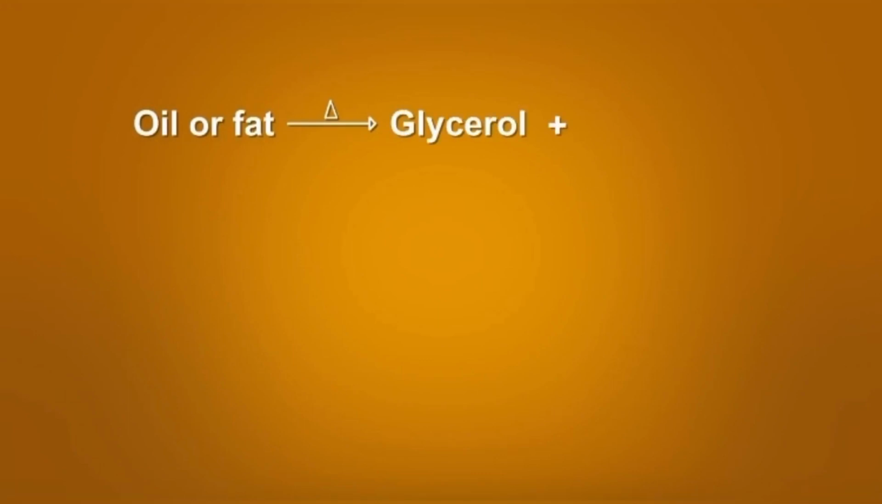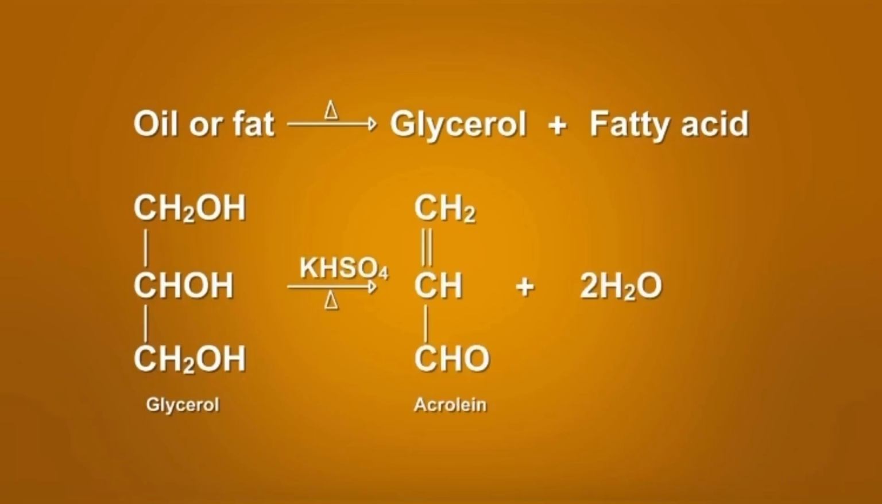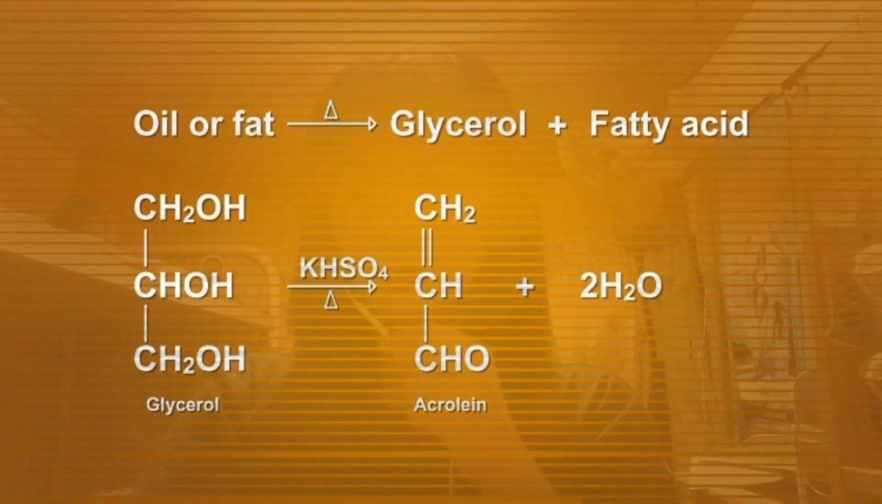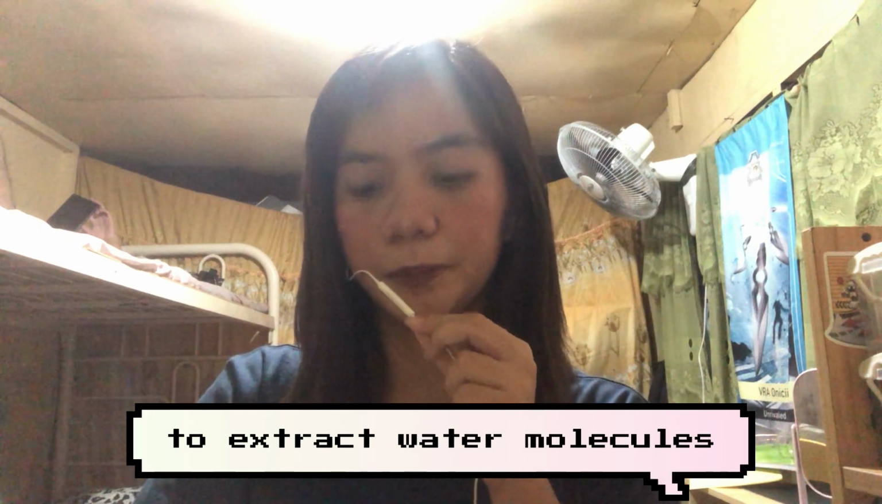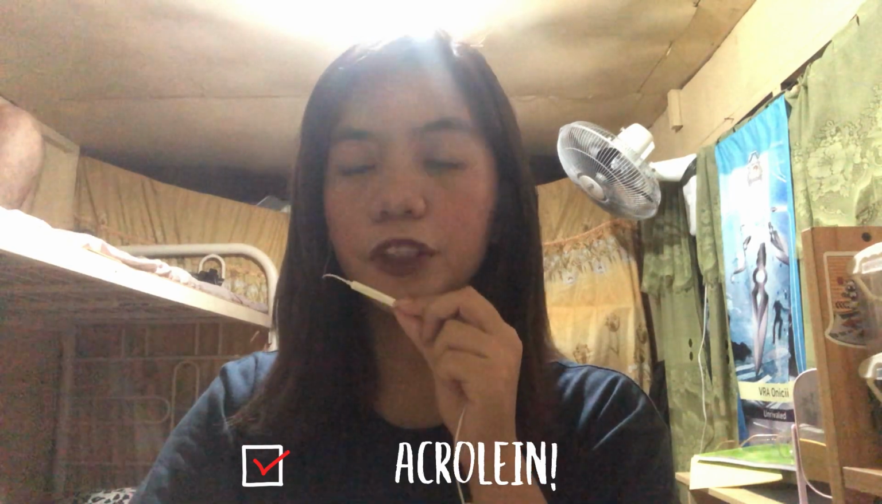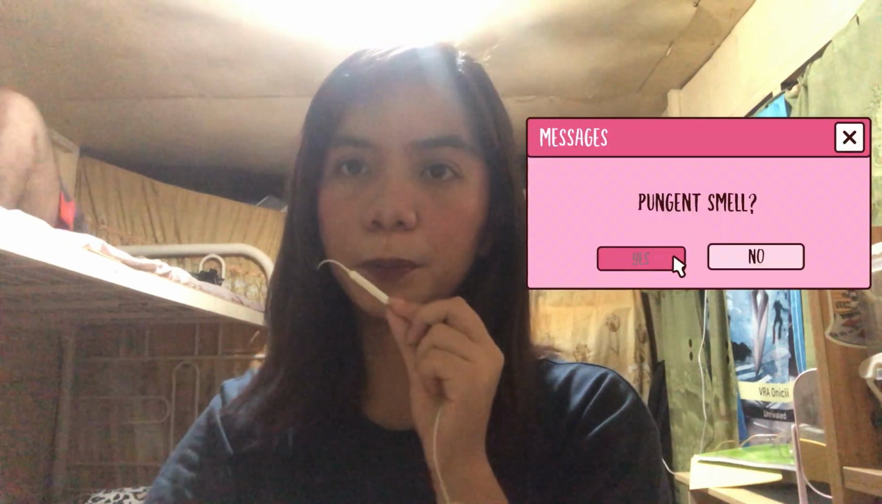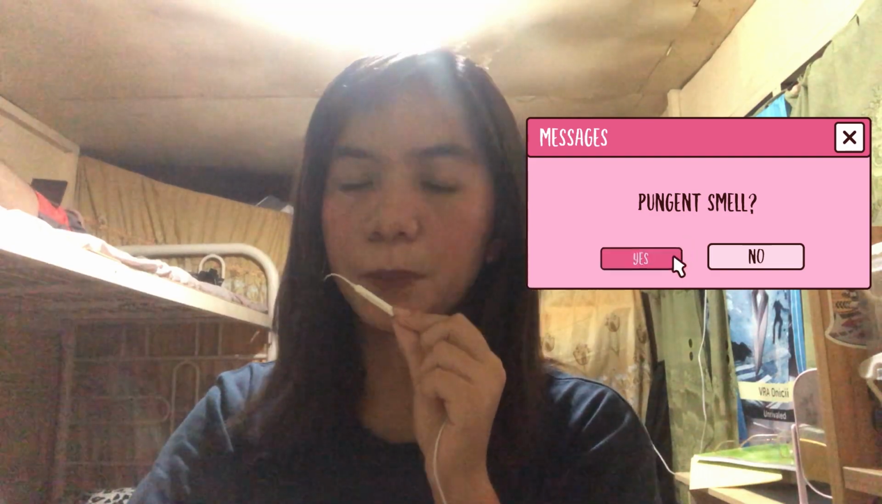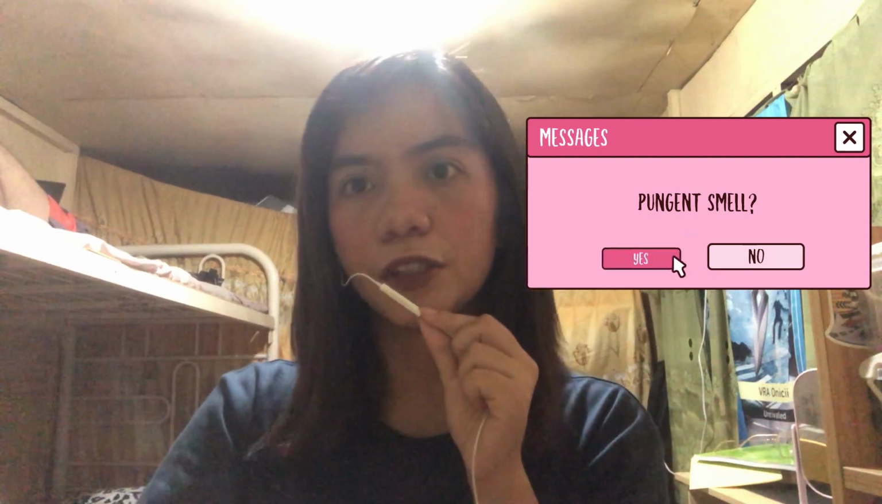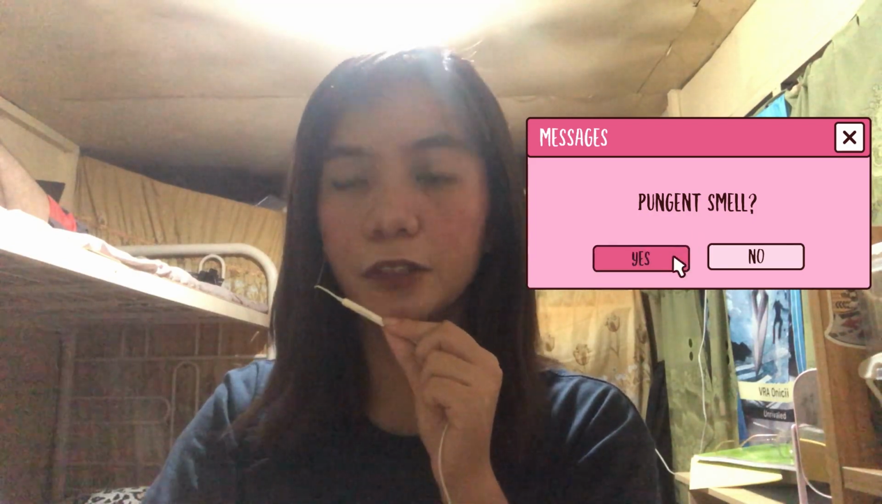When oil or fat is heated strongly in the presence of a dehydrating agent like potassium bisulfate, the glycerol portion of the molecule is dehydrated to form an unsaturated aldehyde, acrolein, which has a pungent irritating odor. The test used a dehydration process to extract water molecules from glycerol. The interaction of glycerol with potassium hydrogen sulfate produces acrolein, which has a pungent smell. So it is considered positive, or glycerol and fat was detected, if there is a pungent smell, and negative if there is no pungent smell, which means there is no glycerol and fat detected.